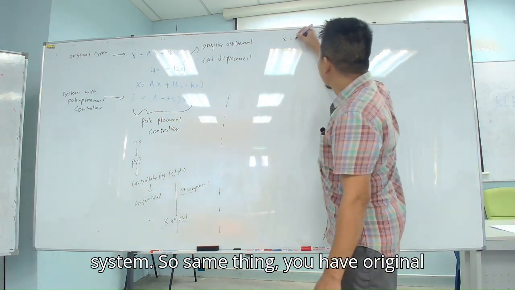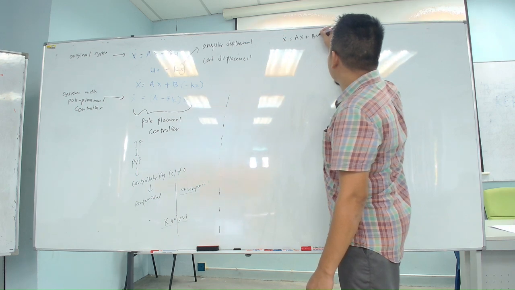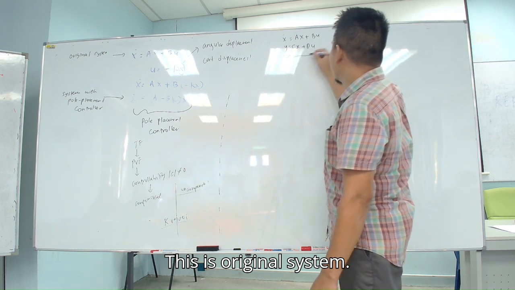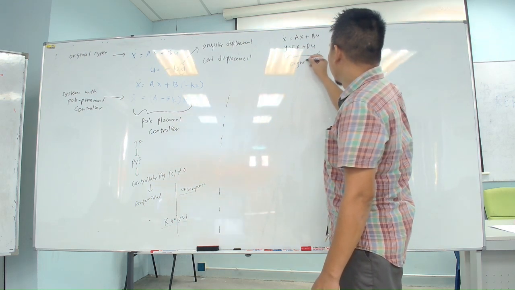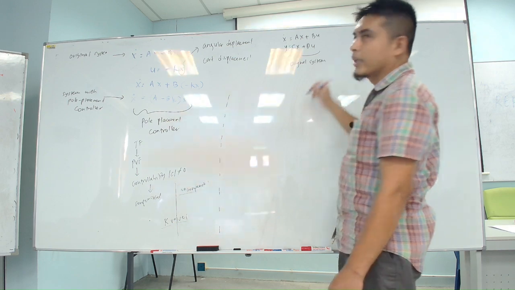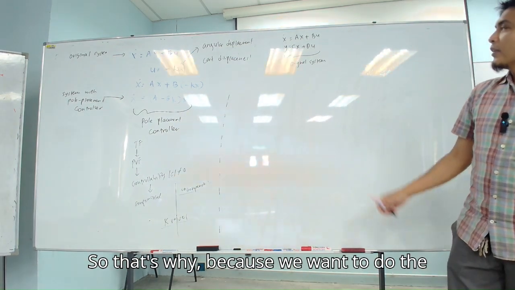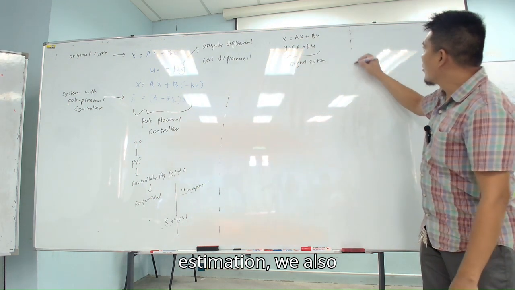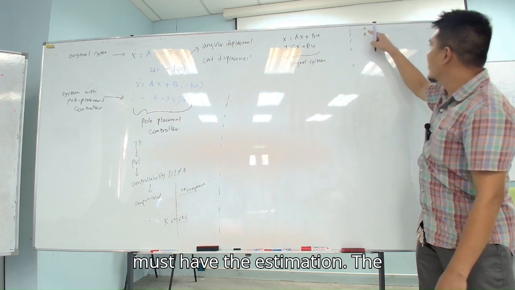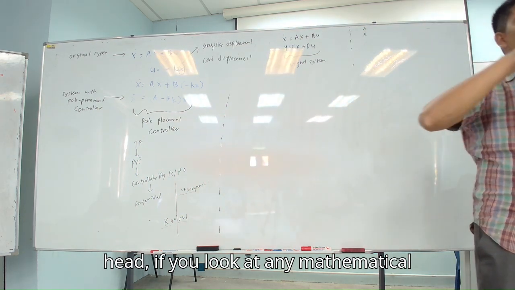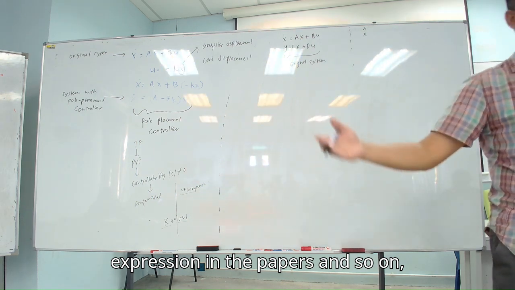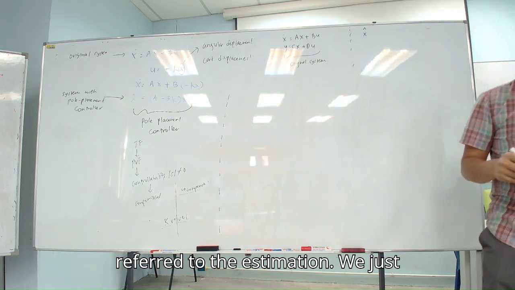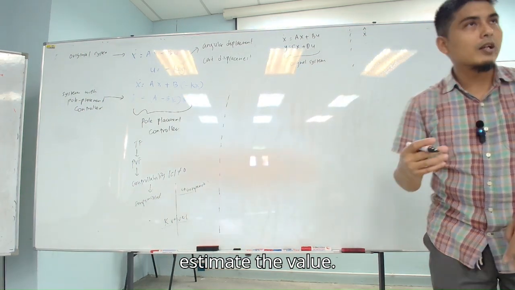So same thing, you have the original system. This is the original system. Okay. So because we want to do the estimation, we must also have the estimation. If you look at any mathematical expression in the papers and so on, everything with the hat is referred to the estimation. We just estimate the value.